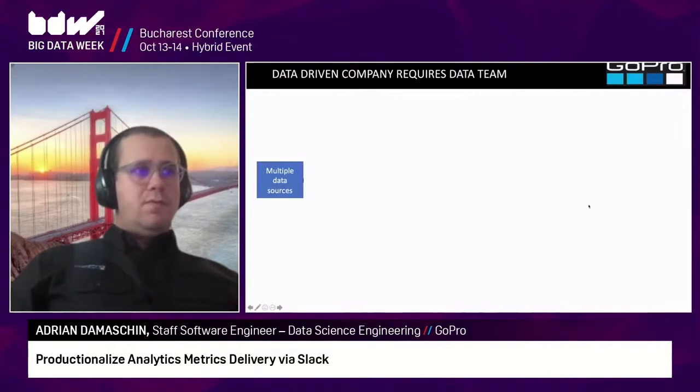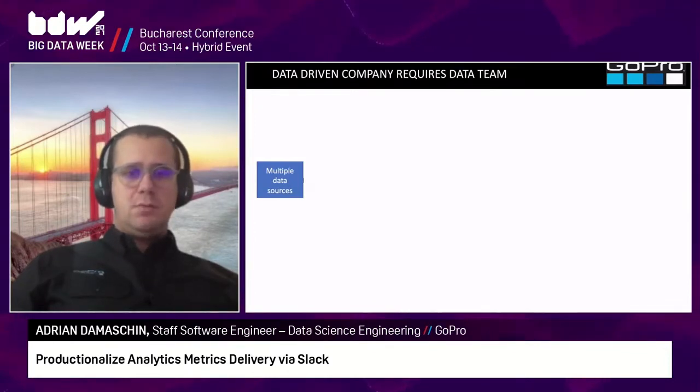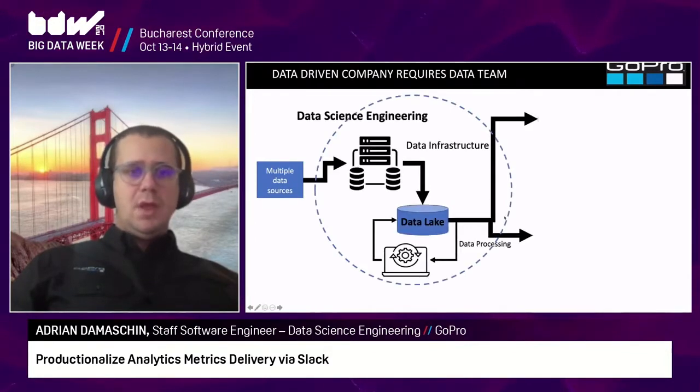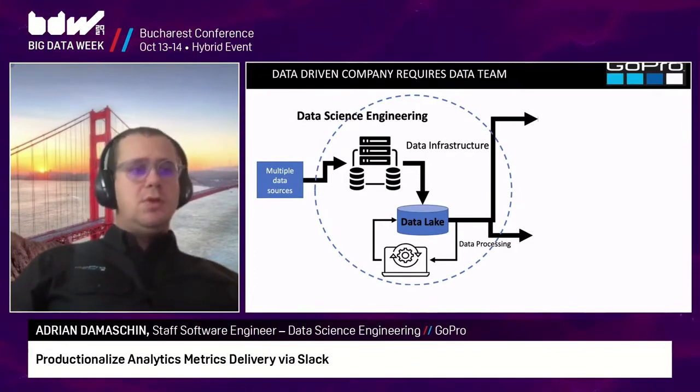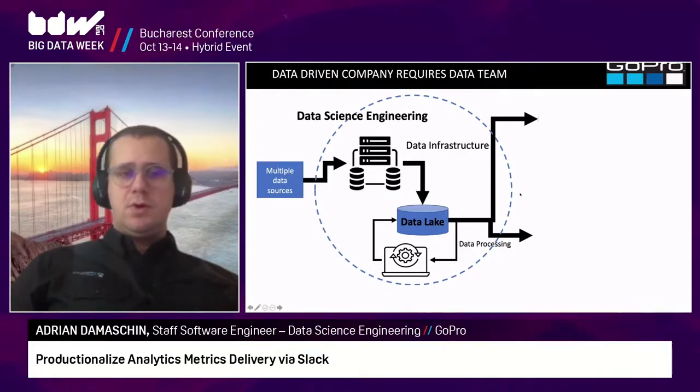First off, we have multiple data sources. Everybody probably knows that data is coming from everywhere, like I said, from multiple angles. And here is where we take in the data. Our data infrastructure handles the incoming stream of data, processes it, and puts it in the data lake. Then we do different data aggregation, different metrics generation, depending on whatever the data is used for.